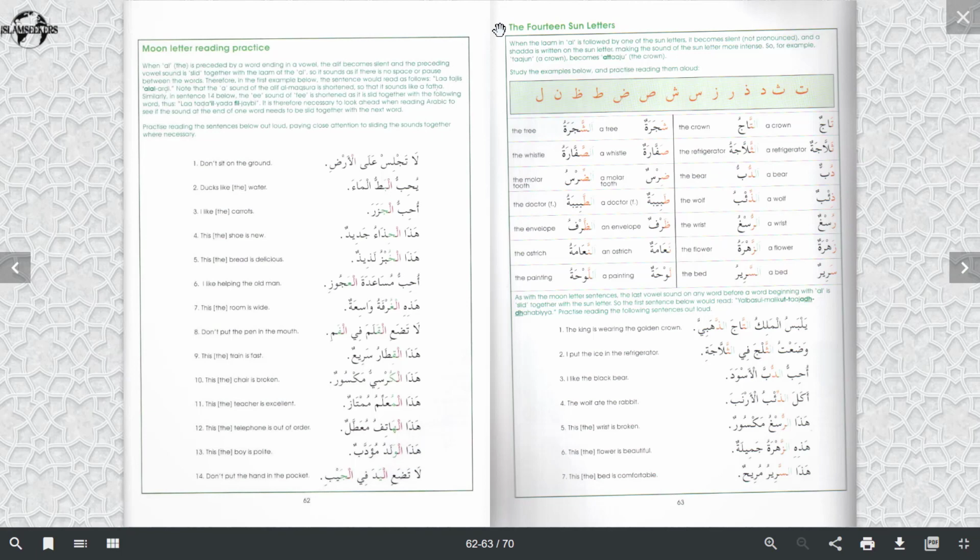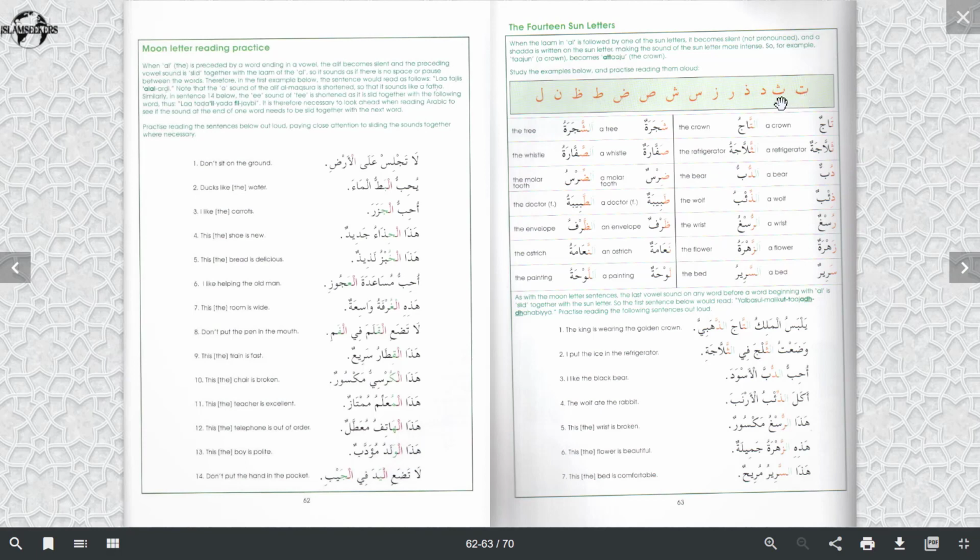Page 63. The 14 sun letters. As we have already mentioned, when the lam in al is followed by one of the sun letters, it becomes silent and not pronounced, and a shadda is written on the sun letter, making the sound of the sun letter more intense. So, for example, tajun, a crown, becomes at-taju, the crown. Here are the 14 sun letters.